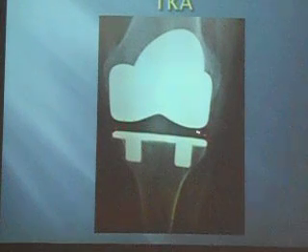On x-ray, this is what it looks like. You have metal on top, and you have plastic. The plastic is in here. You can't see it because x-ray can't see plastic. And then you have it attached to the metal piece that's in the bottom.